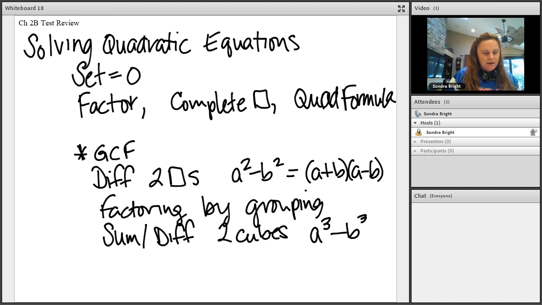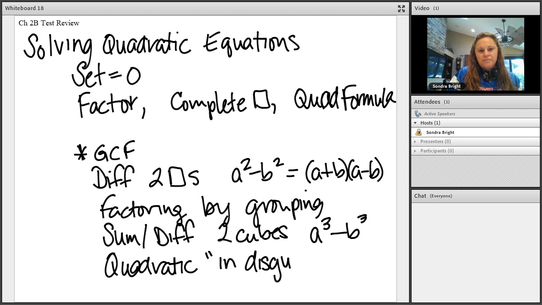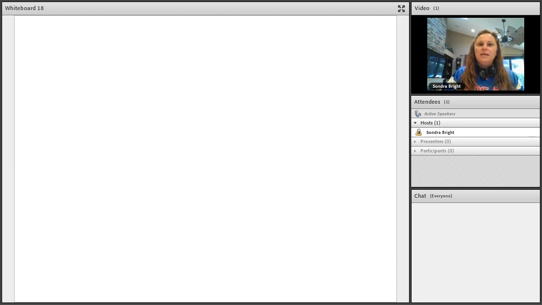And then what other types? It might be what we call a quadratic in disguise, and that's ones where it takes on the quadratic form even if it's not truly a quadratic. So let's do an example of that. Here I'm going to do page 115, number 13.